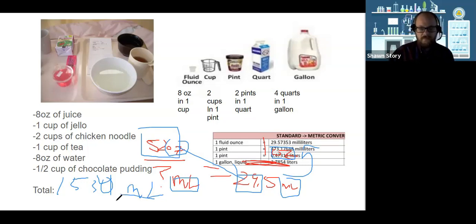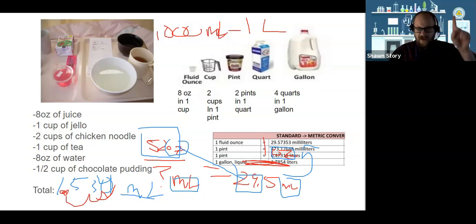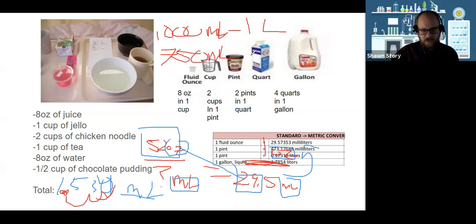Let's remember, there's always 1,000 milliliters in 1 liter. So I have 3 decimals, because of the 1,000: 1, 2, 3. It's 1,000, not 100. 1,000 milliliters is in 1 liter. And I remember that because 750 milliliters is like a large bottle in the grocery store.